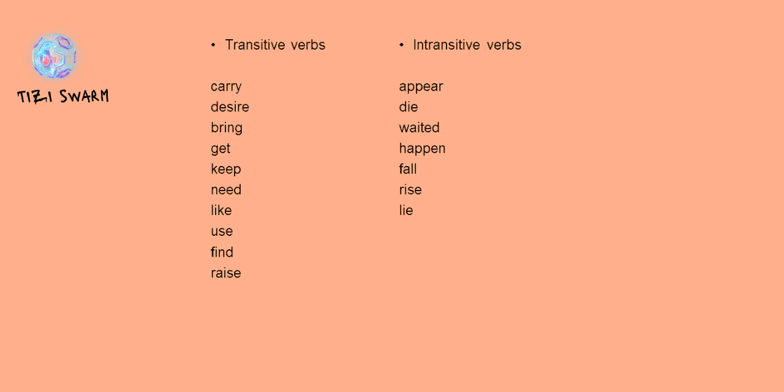Intransitive verbs can stand on their own. So appear, die, wait, happen, fall, rise and lie. So the taxi appeared, the sun rose, my granddad died. They don't need anything to come after them in order to make sense. Okay. It is possible to have verbs that are both or sort of semi-transitive, and we can look in a lot more detail at that, but at the moment suffice it to say that generally speaking verbs are either transitive or intransitive. Okay.